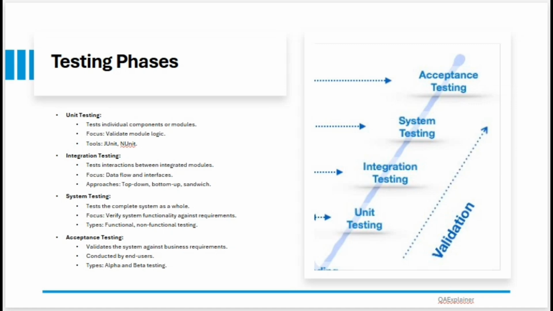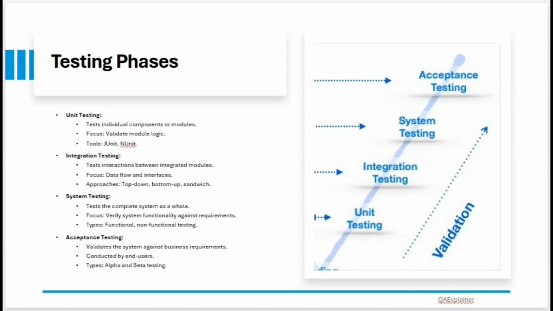Then we have acceptance testing, which is the last stage of the validation part. Here we are checking the system specification and system behavior across the requirements. It is actually conducted by the end user. That's why it is called user acceptance testing, or UAT, or sometimes business acceptance testing, or BAT. Two types of testing are involved: one is alpha testing and another is beta testing.